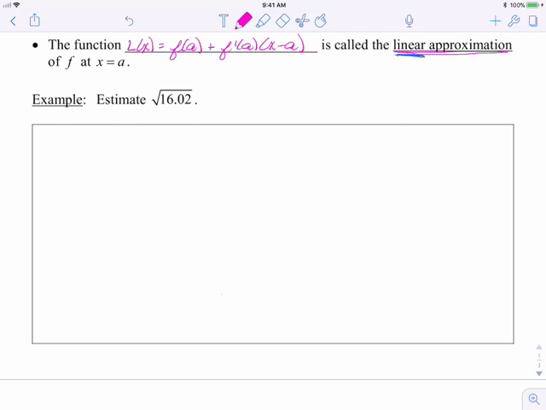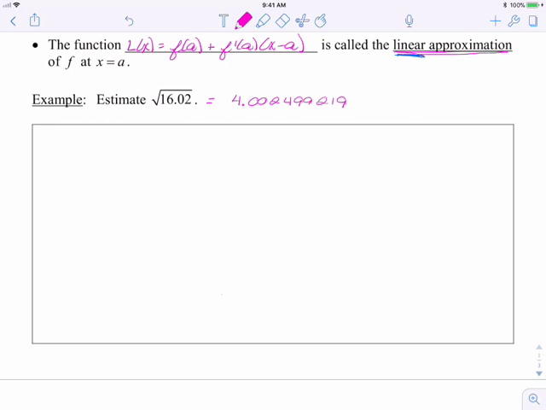Now, nowadays, of course, all we would have to do is plug the square root of 16.02 into our calculators, and at least to 9 decimal places, 4.00249919. That is an approximation, of course. It would have to be somewhere between the square root of 16 and the square root of 25, so somewhere between 4 and 5.